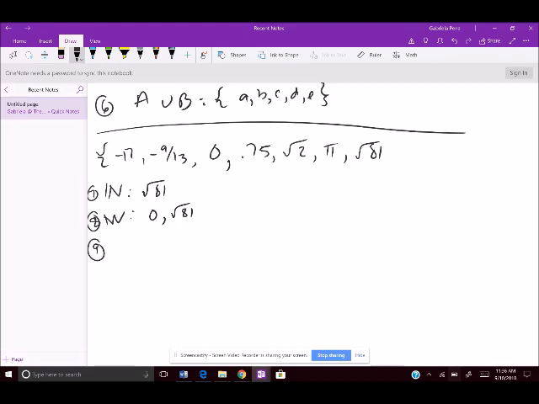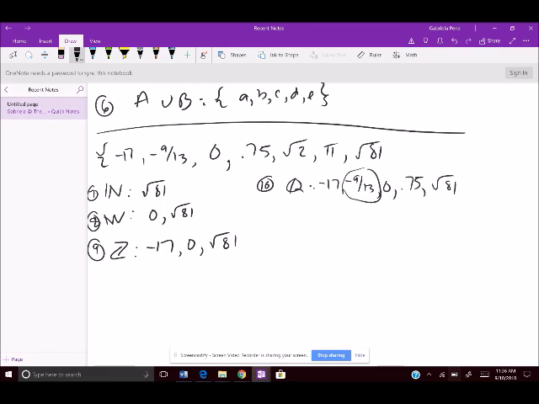Number 9 deals with integers. What was the symbol for integers? Z. So for integers, which ones are your integers? Negative 17, 0, and square root of 81. Very good. For number 10, we're looking for rational numbers, and rational numbers was with a Q. And who are your rational numbers? Negative 17, negative 9 over 13, 0, 0.75, and square root of 81. So this fraction, it ends up repeating. It's like 5 numbers, but they keep repeating over and over.